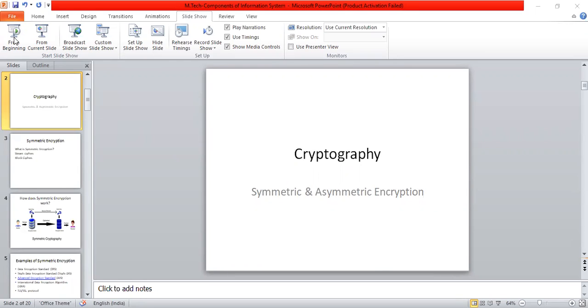Today we will discuss cryptography. It means symmetric and asymmetric encryption. What is cryptography?